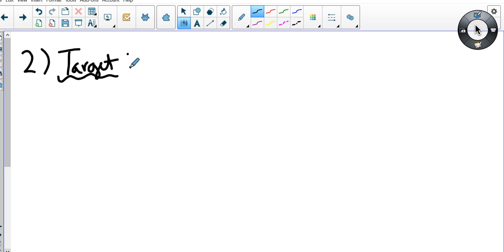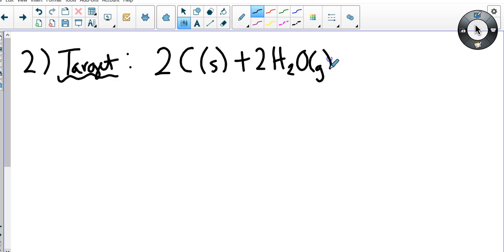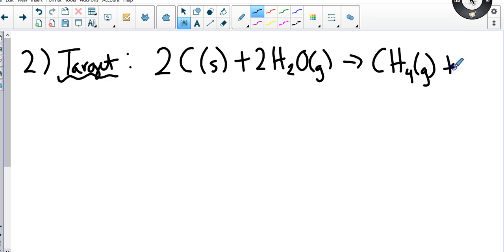So my goal is going to be, I need 2 carbons. It is important that there's an S here because sometimes with water, liquid and gas do not cancel. That's like playing the matching game and one of the guys has a hat and the other guy doesn't. It's not the same. So the states of matter are important. So I need 2 carbon solids plus 2 waters as a gas. That is important. They don't cancel with liquid. I know I already said it, but I'll say it again. And then I need 1 methane gas, and that's a gas.